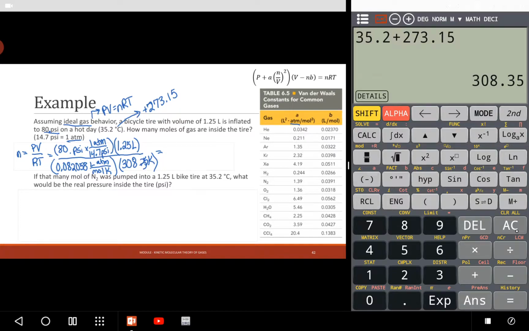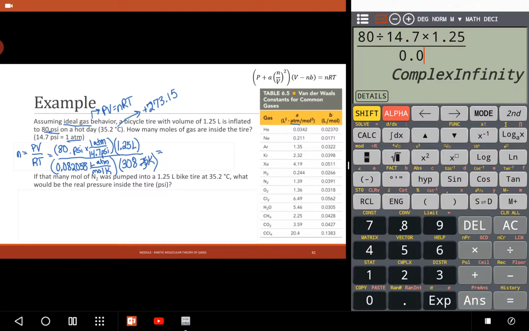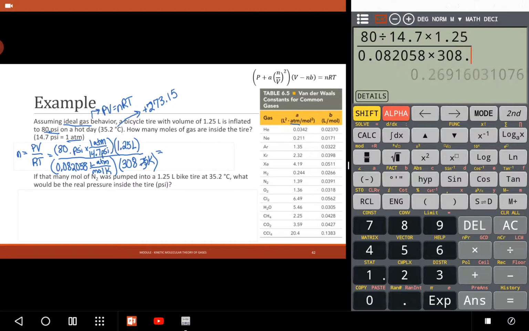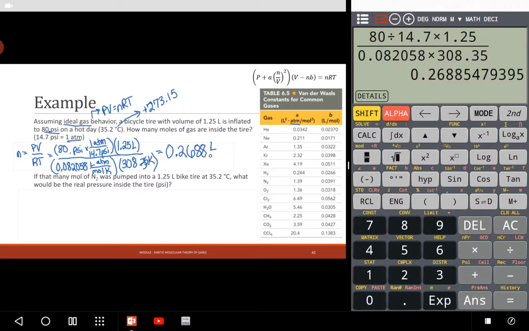Okay, now that I have my calculator out, I can type this all into the calculator. That's 80 divided by 14.7 times 1.25, and then divided by 0.082058 times 308.35. And so that means my n value is going to be 0.2688 moles.